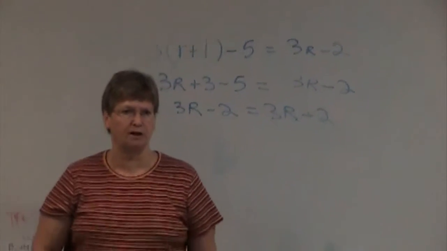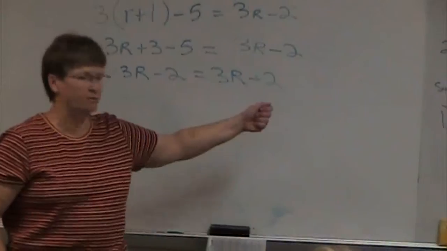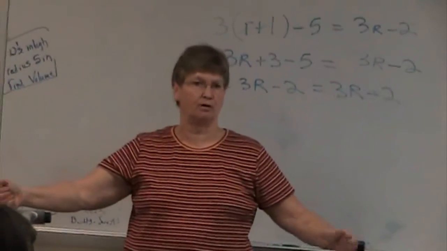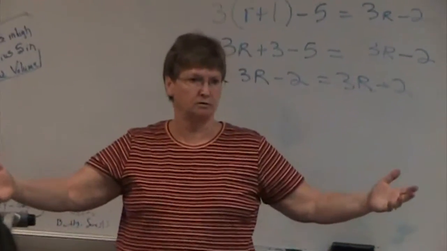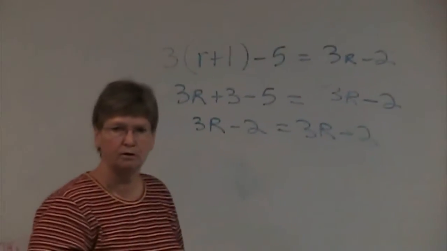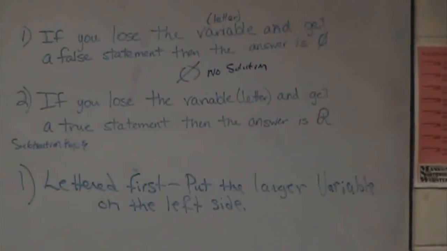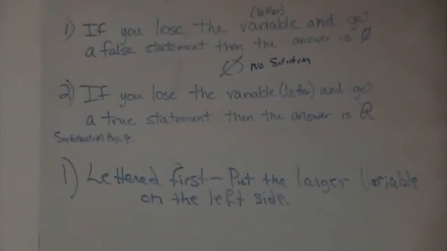Let's say I have money in my pocket. This is 3R money. This is 3R money. I take 2 away from here. I take 2 away from here. Are they still equal? Yeah. They're still equal. So as soon as you see that they match, what should you put? The R. Capital R. Every number that you stick in for R is going to work.